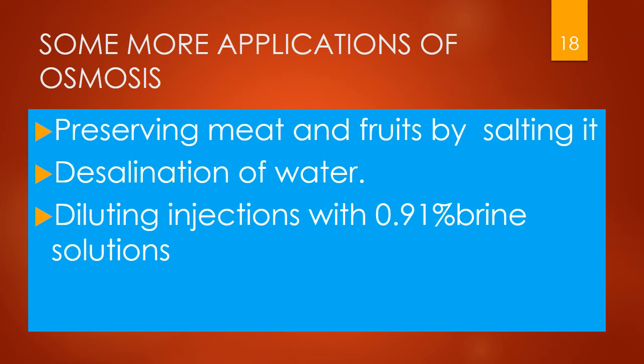The same thing happens when we are preparing jellies and jams. We are adding too much sugar in that, so there too, in concentrated solutions, the pathogens cannot survive. Another important use is desalination of water, where we use the process of reverse osmosis, which we will discuss in detail. And in diluting injections with 0.91% brine solution, this also we will discuss in detail.